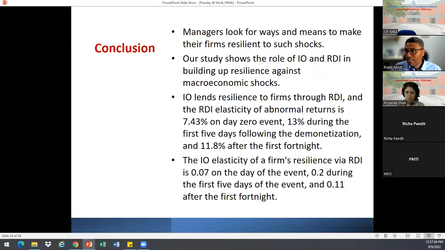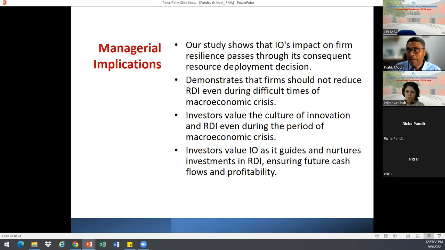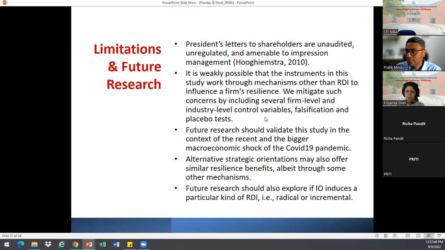Okay. And then conclusion, managerial implication, literature, limitation. Look at the limitations. We are very, very harsh on ourselves, where we say that the president's letter to shareholders is unaudited, unregulated, and amenable to impression management. That means a chairman can write only good things, which may not really reflect reality. So it is possible that it is wrong.